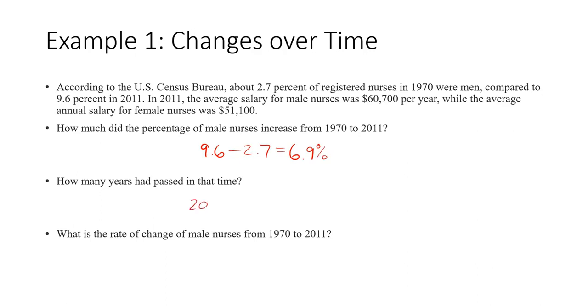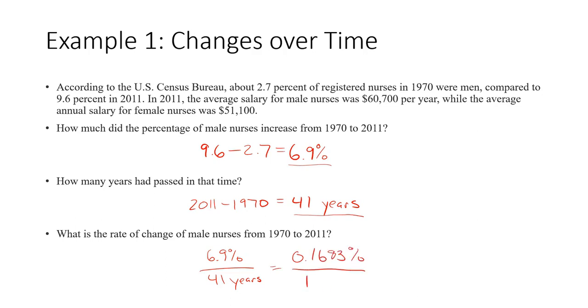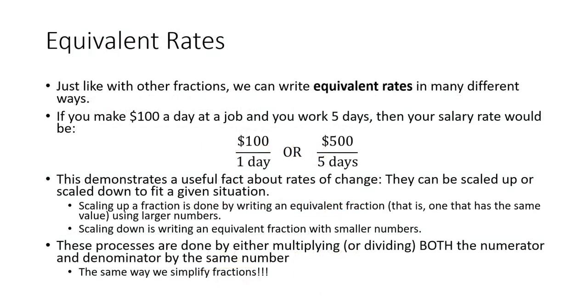How many years passed in that time? Well, 2011 minus 1970, that's going to be 41 years. If we want to know the rate of change of male nurses from 1970 to 2011, we can just take the percent change divided by the amount of time that passed. So 6.9% over 41 years. And then if we divide and make that a unit rate, we find that the change in percentage per year, about 0.1683%.